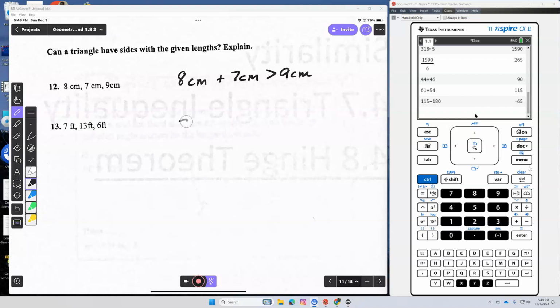The next one, we have 7 feet, 6 feet. You add them. 7 feet plus 6 feet has to be greater than 13 feet. In this case, the triangle will not form. That would be the problem. So we don't have a triangle here. 7 feet plus 6 feet has to be greater than 13 feet.